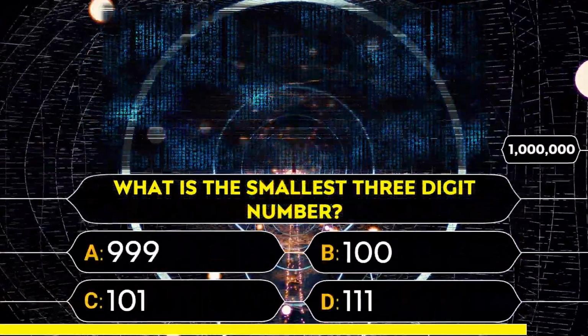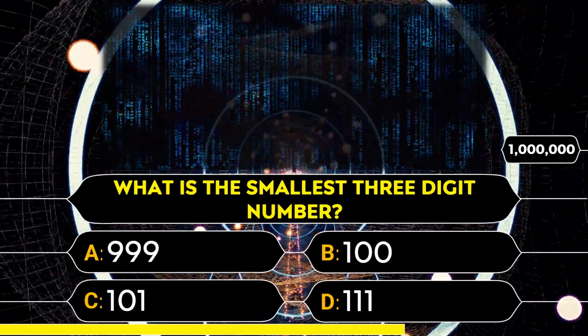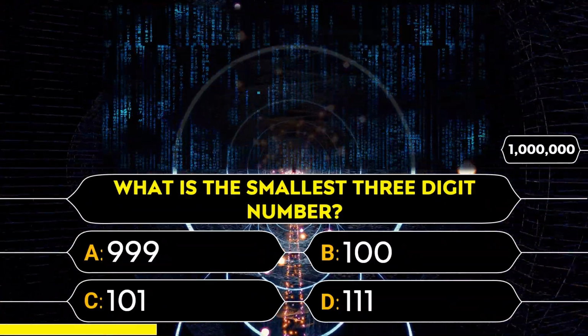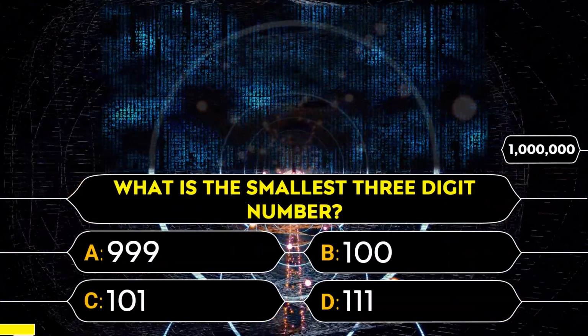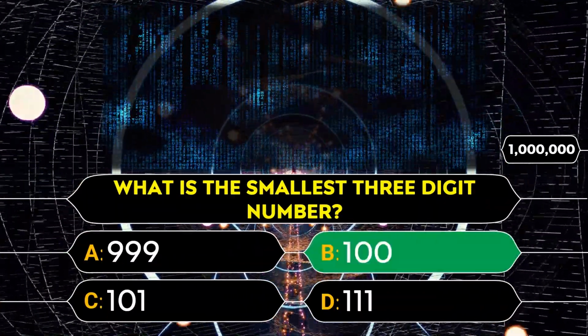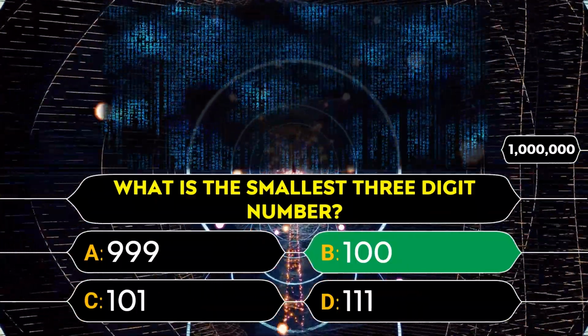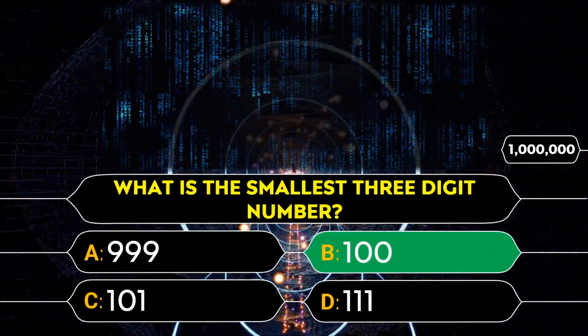Don't overthink it for this next question. For 1 million, can you give me the smallest existing 3-digit number? The smallest 3-digit number in the number system is 100 because if 1 is subtracted from the number, it becomes a 2-digit number, which is 99.